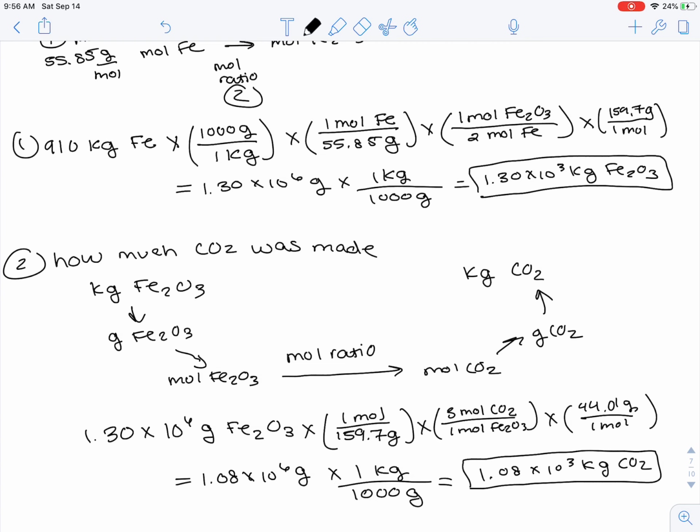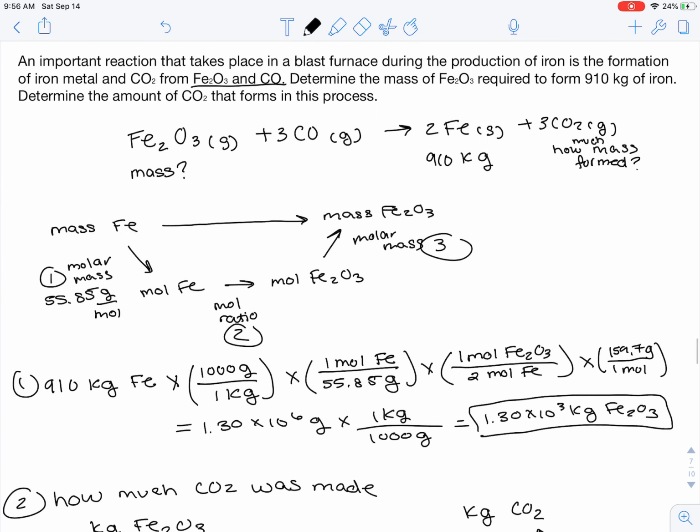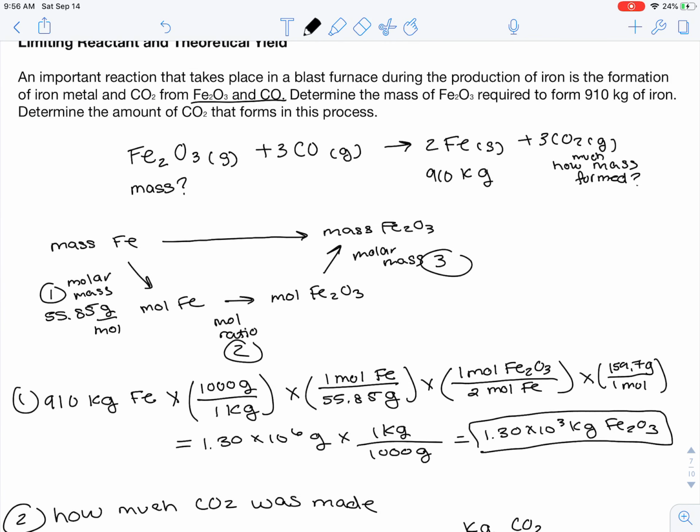So it's just basically a stoichiometric equation, knowing that you have a mass of one of the components, and you can use the molar mass and mole ratio to find any other components in the reaction.